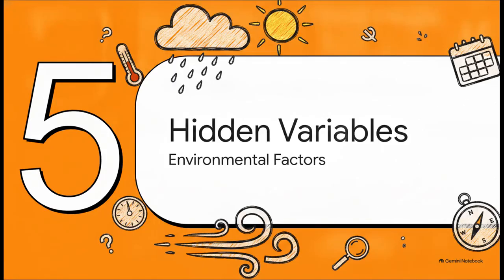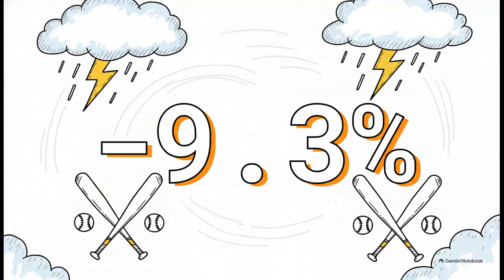Finally, step 5, hidden variables. Now we've reached the absolute bottom of the funnel, the environmental factors that most fans, and honestly even a lot of amateur bettors, ignore completely before the first pitch. Take the Orioles and Twins game tonight at Target Field in Minnesota.